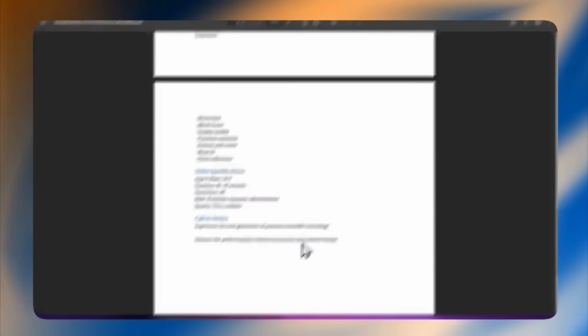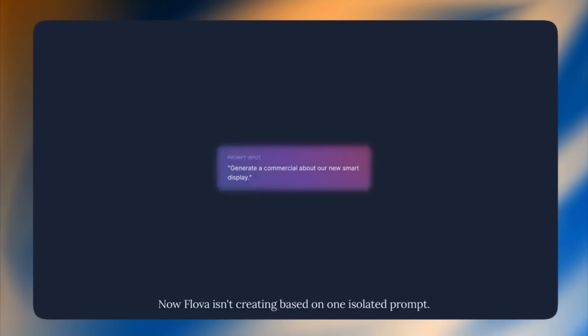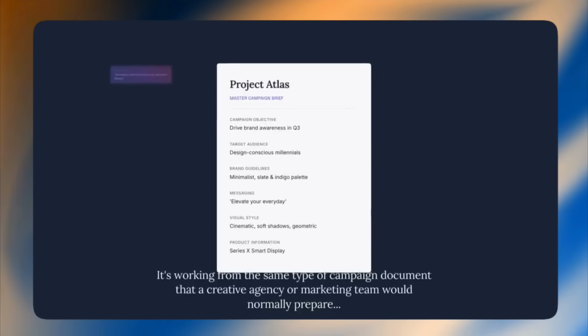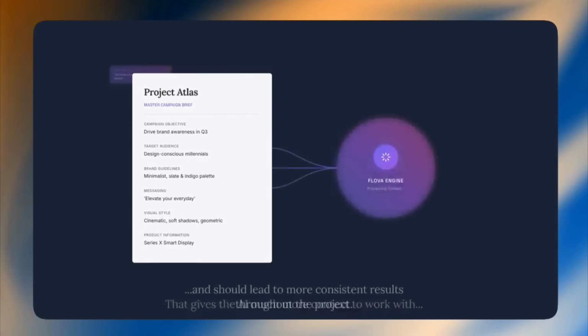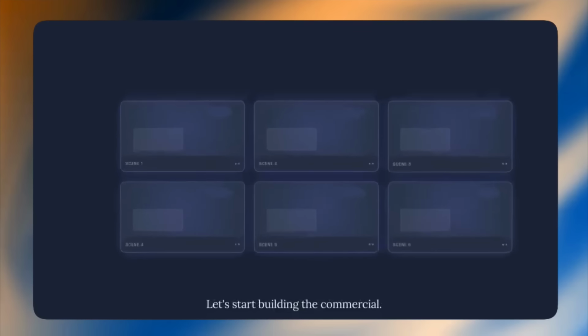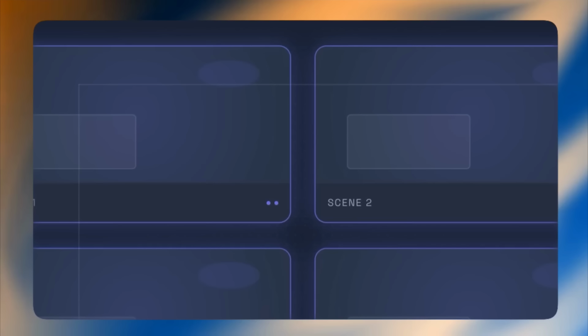appear throughout the commercial. Now, Flova isn't creating based on one isolated prompt, it's working from the same type of campaign document that a creative agency or marketing team would normally prepare before production even begins. That gives the AI much more context to work with, and should lead to more consistent results throughout the project. Now that the campaign foundation is ready, let's start building the commercial.